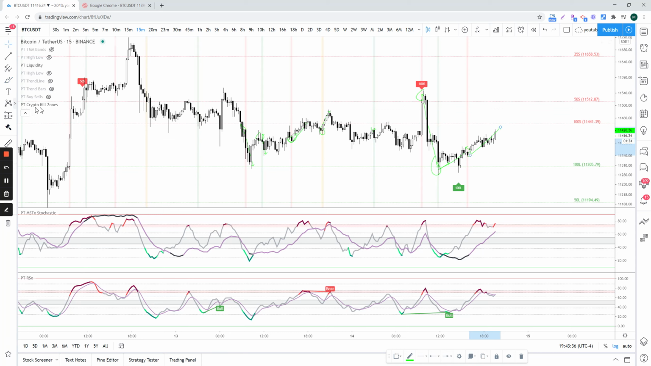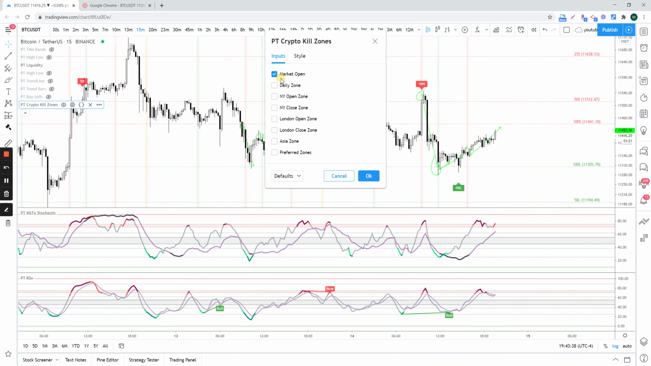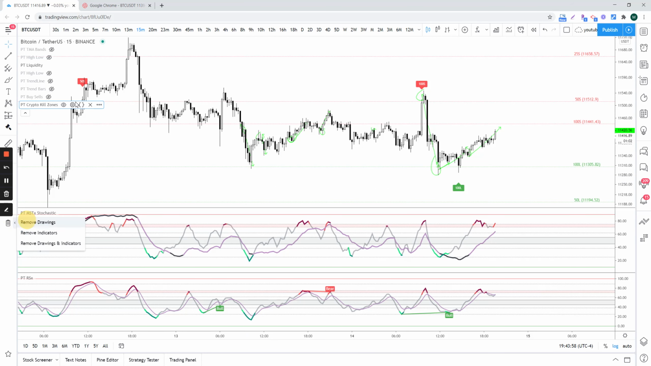So the opens and closes are strictly made for market opens and market closes, basically the actual time that the market opens and closes. TV might be off a little bit by like 15-20 minutes because TV always gives us a hard time with the times, but for the most part they're very accurate. And then we have our zones.